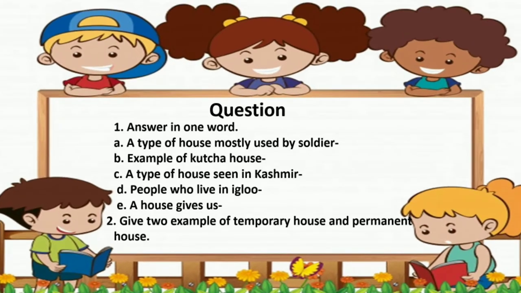So students, after the lesson, now it's time to practice some questions given from the content. So let's try to understand. Answer in one word. A type of house mostly used by soldiers. That means अब आपको ऐसा हाउस बताना है जो सोल्जर्स यूज करते हैं. आपको इसका आंसर सिर्फ वन वर्ड में देना है.